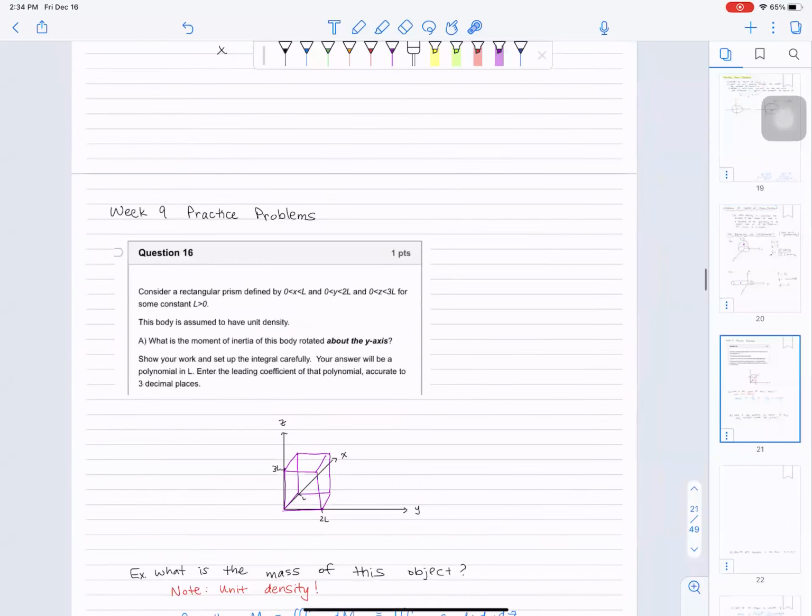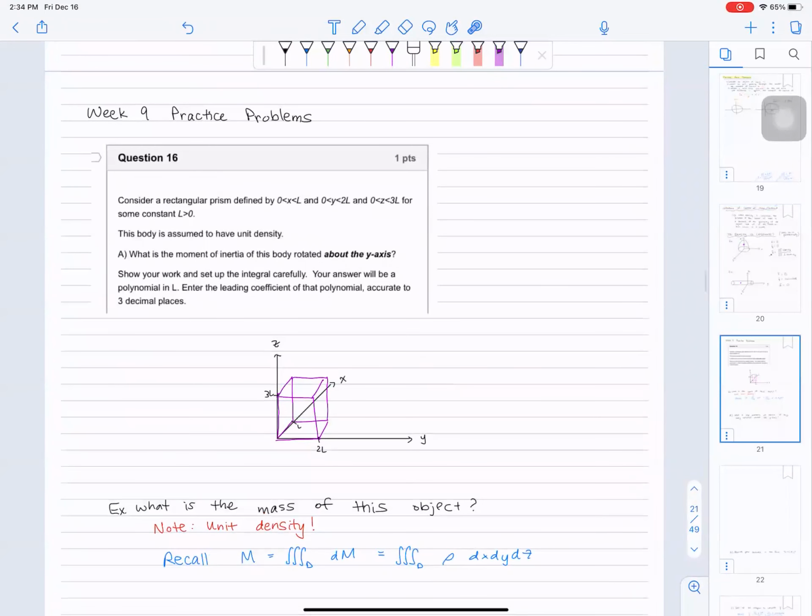Okay, and so we can do a practice problem. Let's consider a rectangular prism defined by these bounds. Meaning we have some rectangular prism, x length is L, y length is 2L, and height is 3L. So I've drawn our picture here. This body is assumed to have unit density. And question 1 is, what is the moment of inertia rotated about the y-axis?